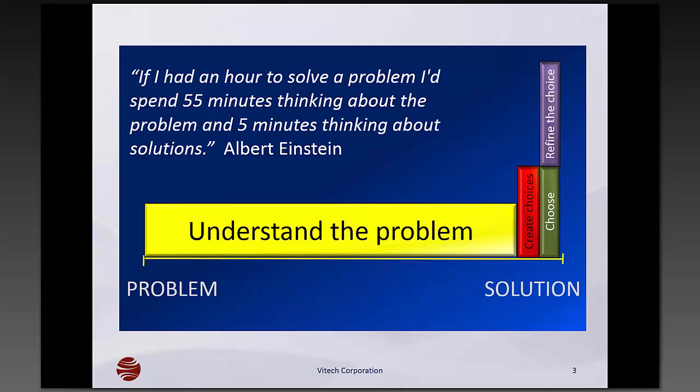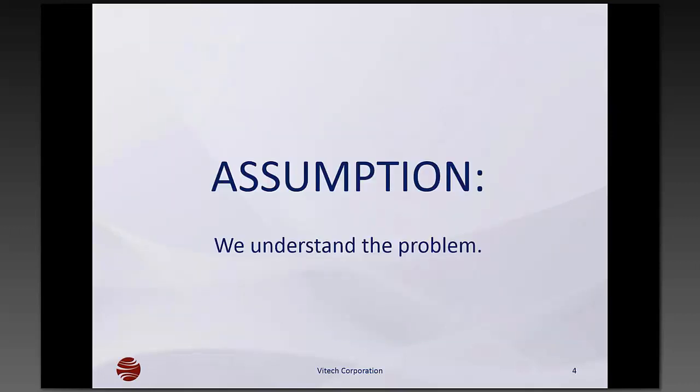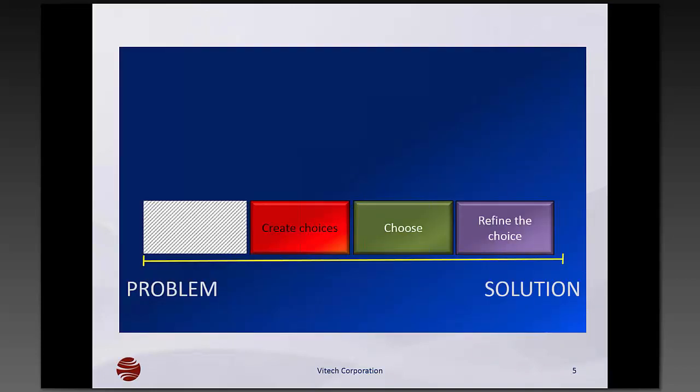But Einstein said that we ought to allocate 55 to 5 toward understanding the problem and ultimately making our choice. Now, as we begin, having said that, we're going to make an assumption here, because understanding the problem is a subject for another day. That's really not what we're talking about today. So we're going to begin with an assumption, and our assumption is that we understand the problem. We've done our due diligence, and we'll skip over that and begin our discussion of creativity with the creation of choices.